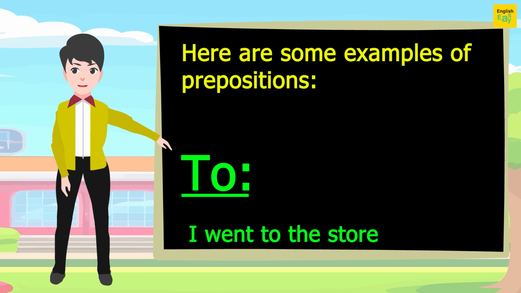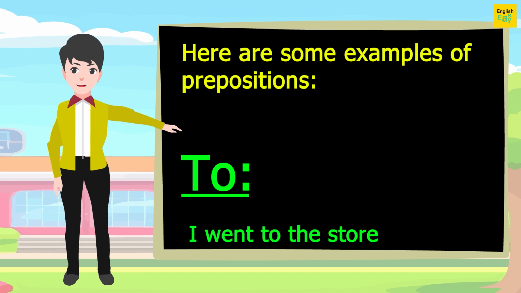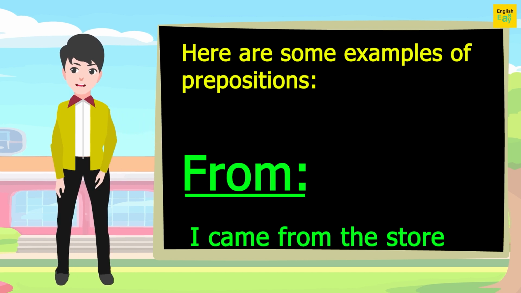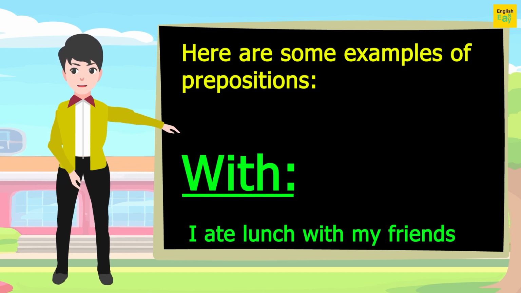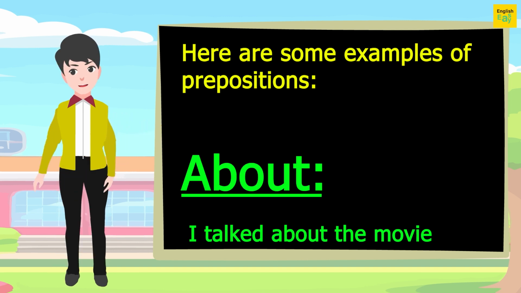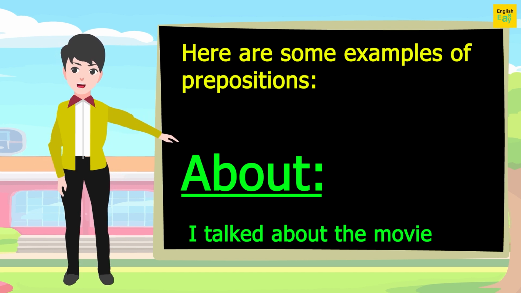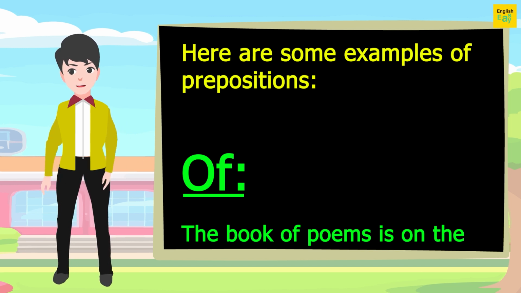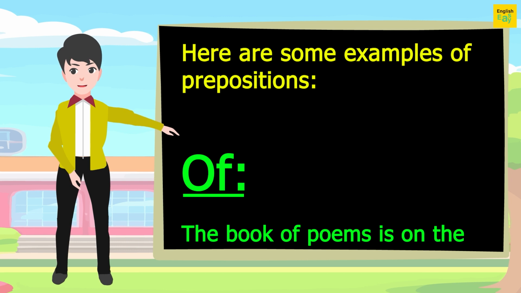To. I went to the store. From. I came from the store. With. I ate lunch with my friends. About. I talked about the movie. Of. The book of poems is on the table.